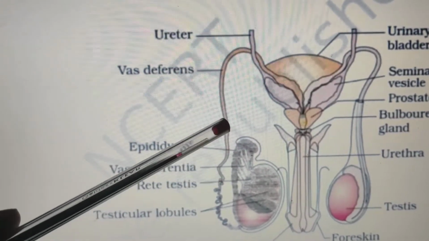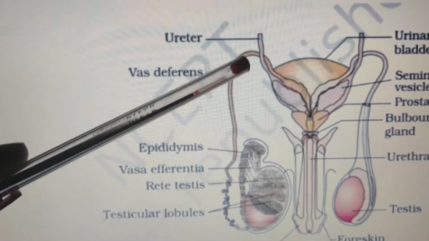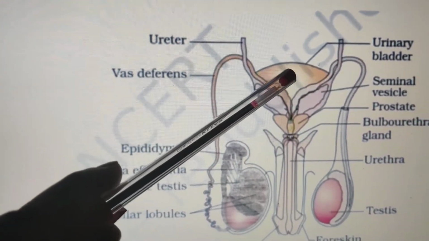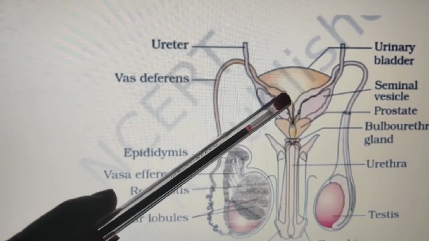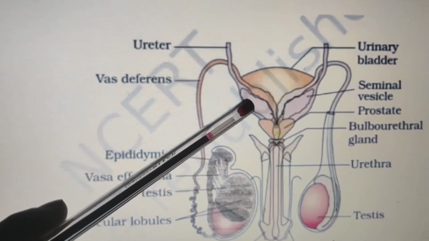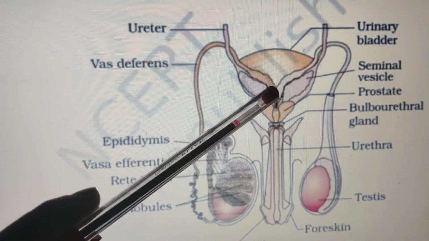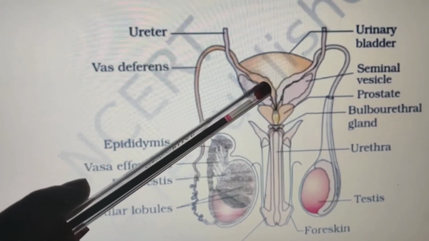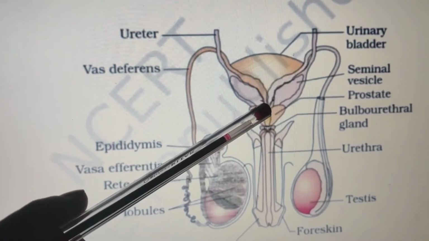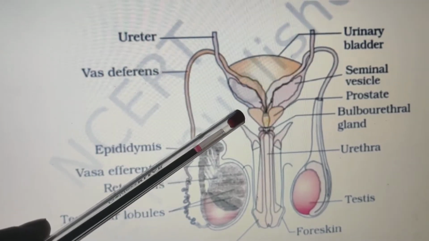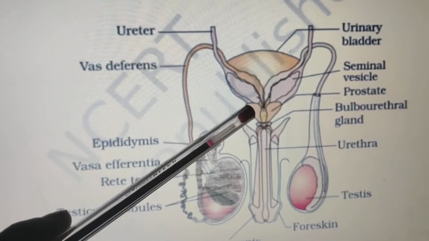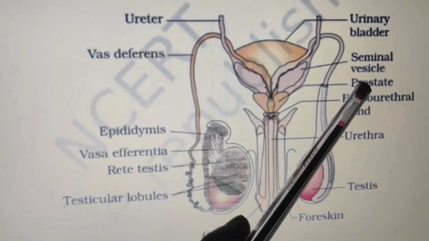After that, this vas deferens goes upward near the abdominal region, near the urinary bladder. It swells. Here at this point, the seminal vesicle opens into the vas deferens. Now a new term is given to the tube-like structure, that is ejaculatory duct. In this, one more gland opens. This gland is termed as prostate gland.